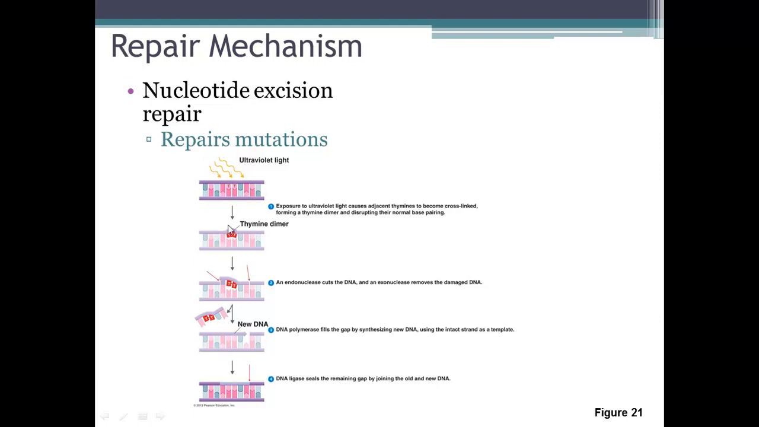which causes the buckling, and thymine dimers are produced. When thymine dimers are produced and not all of the bacteria is killed, an enzyme could come and cut the DNA at 2 points and remove the damaged portion. So you have an enzyme, don't worry about the name of the enzyme, that cuts the DNA at 2 points and then removes the damaged portion.